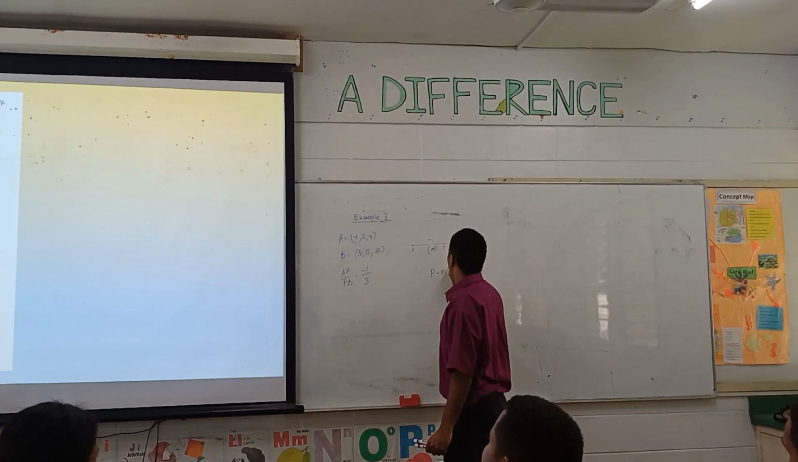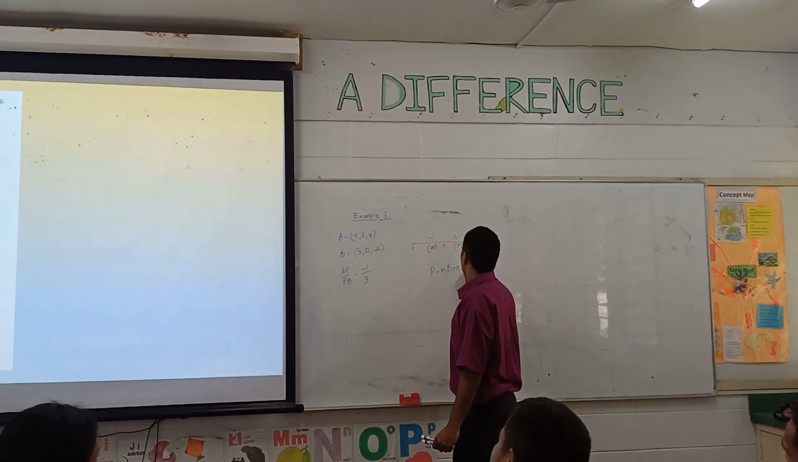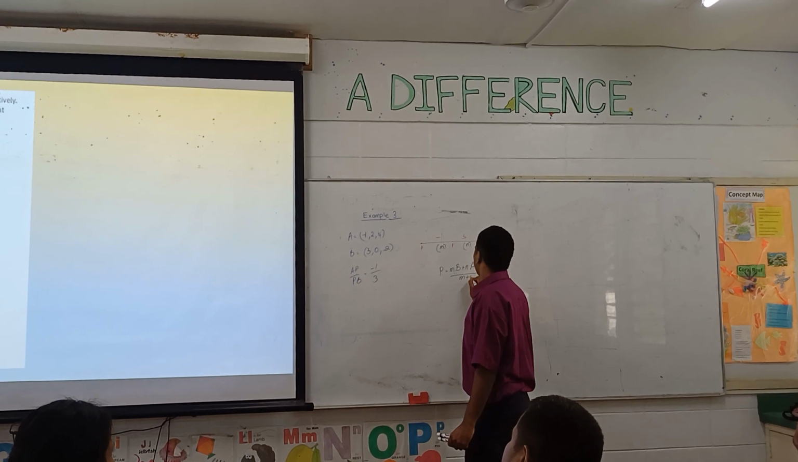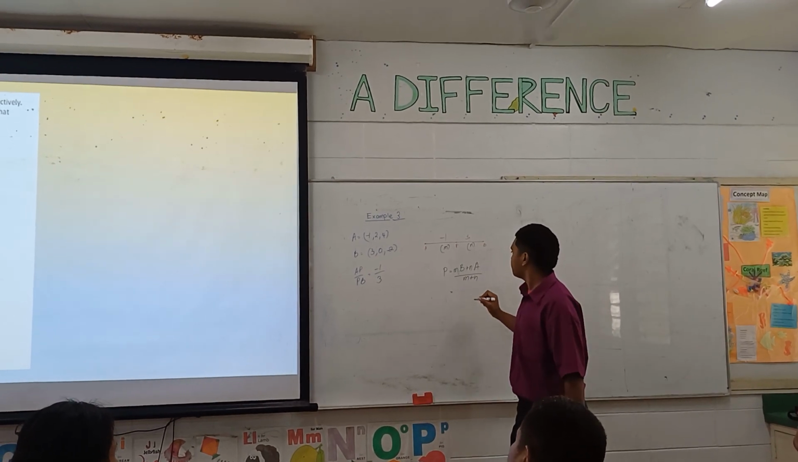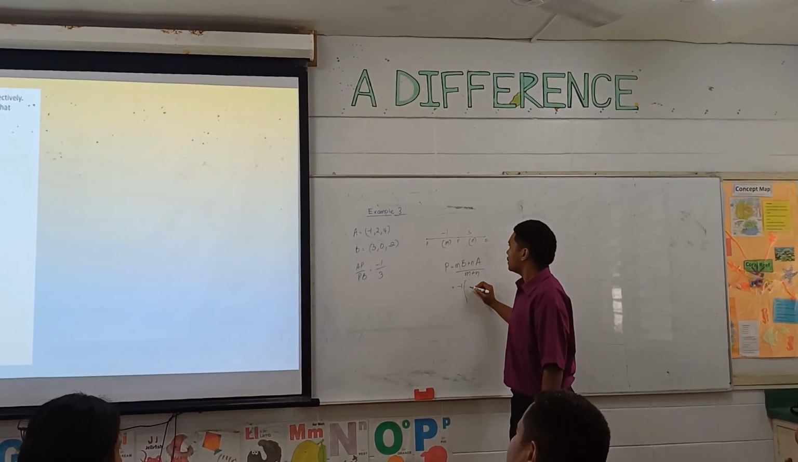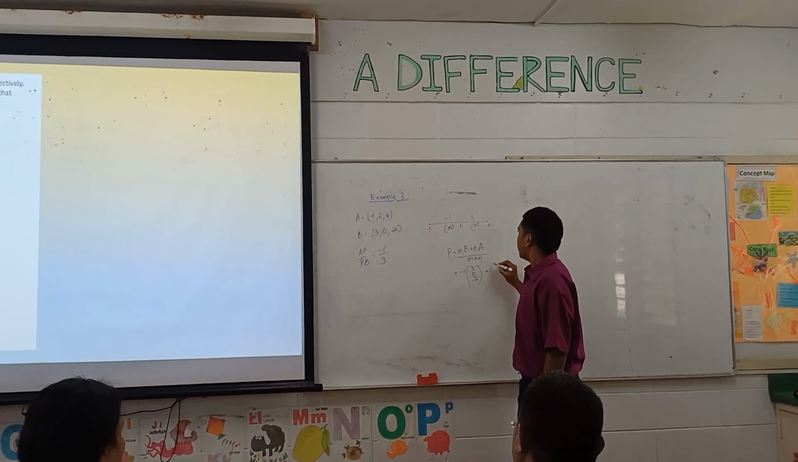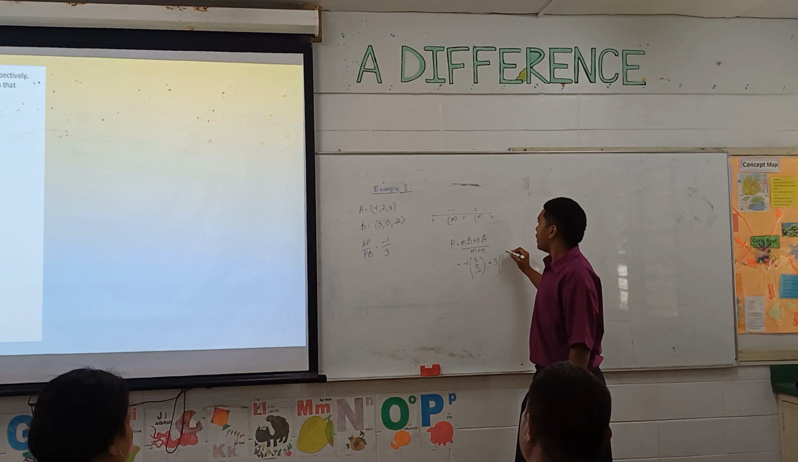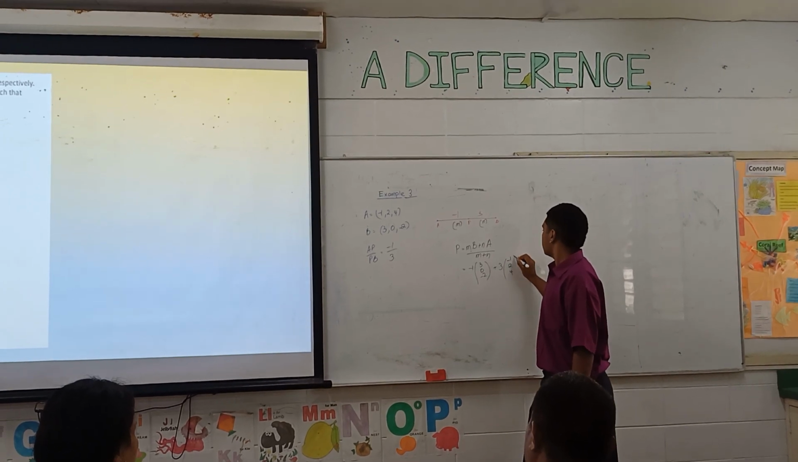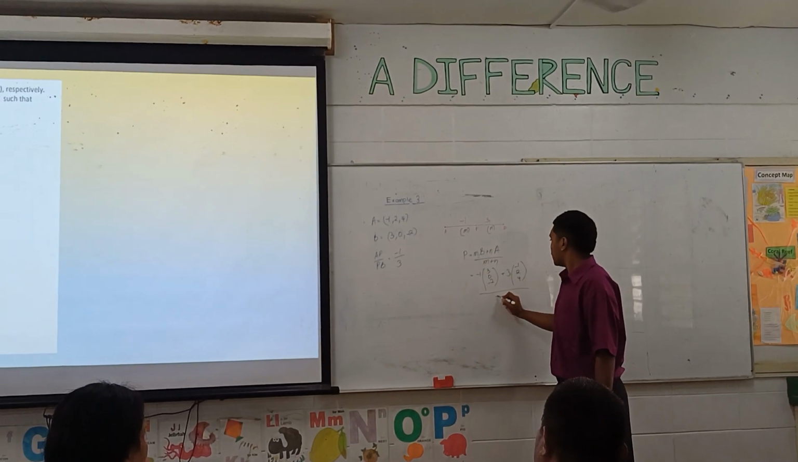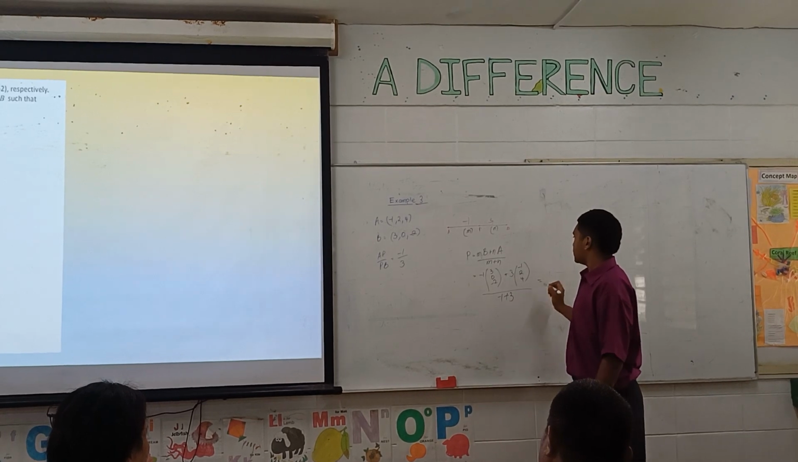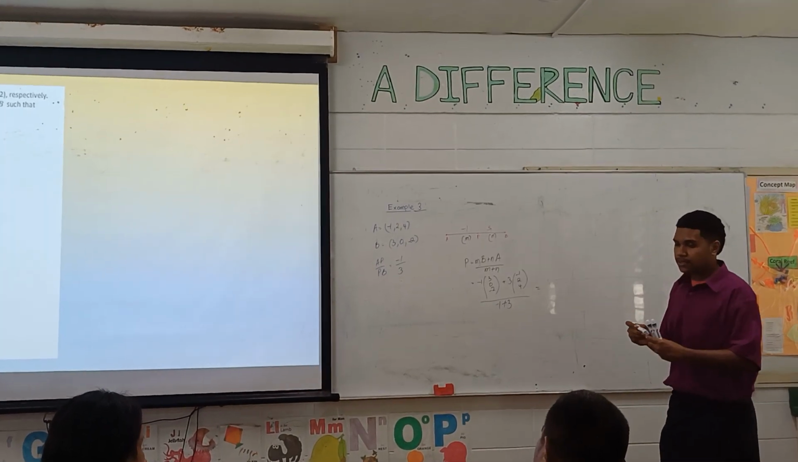P is equals to MB plus NA divided by M plus N. What is your M? Minus 1, B: 3, 0, minus 2. What is your N? 3 and your A: minus 1, 2, 4. M and N: minus 1 plus 3. Can you solve this and tell me the final answer?